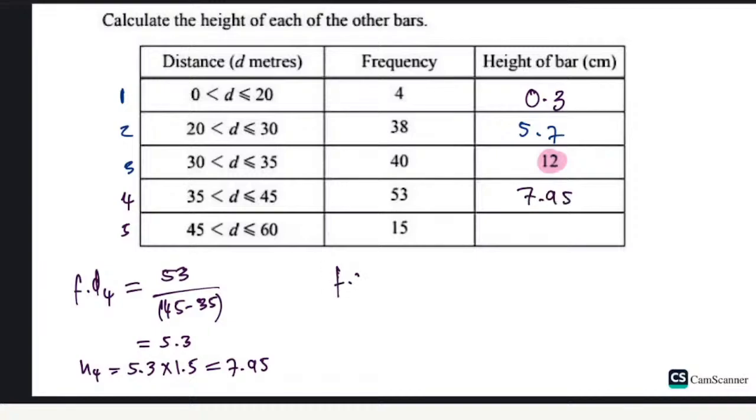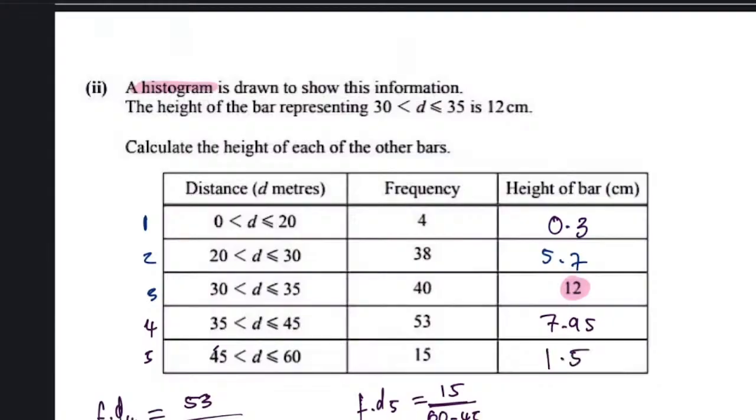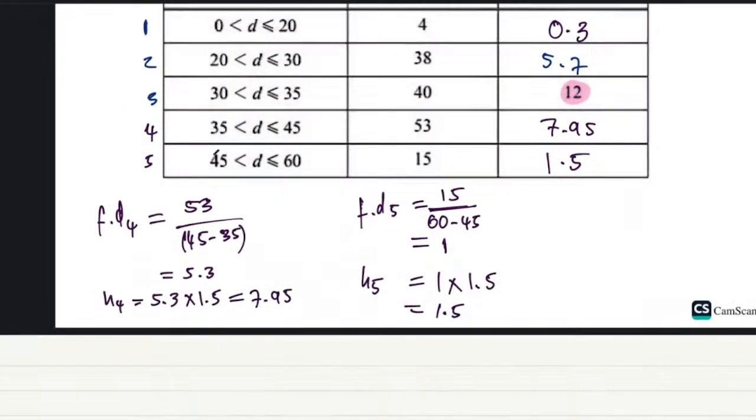Now we get frequency density for the fifth one, which is going to be 15 divided by upper bound minus lower bound, which is 60 minus 45, which is going to be 1. And you can say the height for the fifth one is 1 times 1.5, because everything is being multiplied by 1.5. You get 1.5. So this is going to be 7.95, then it's going to be 1.5. Well done. And you would have found everything.